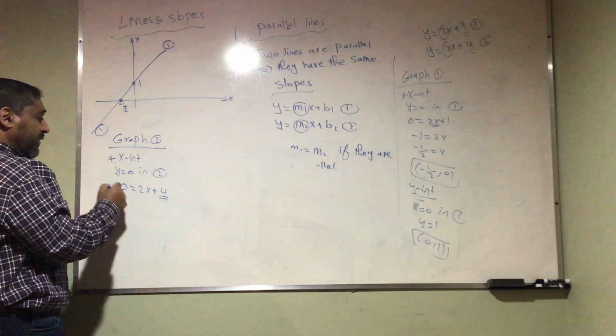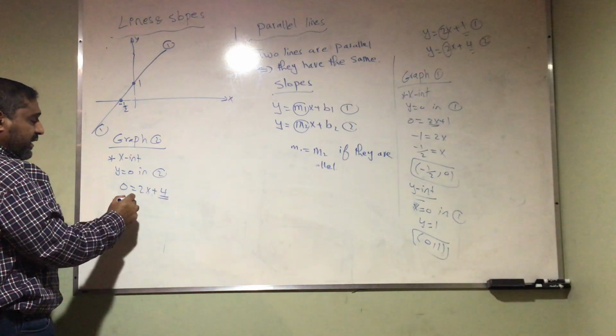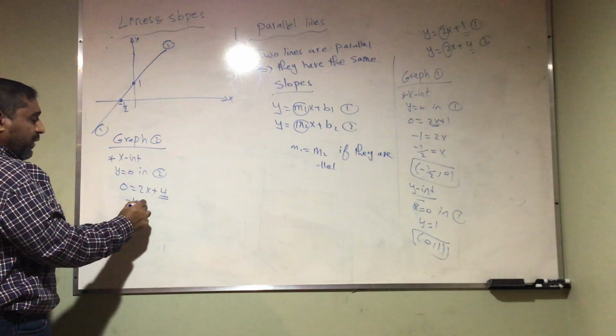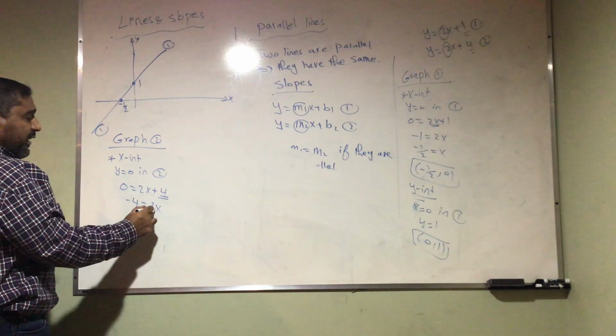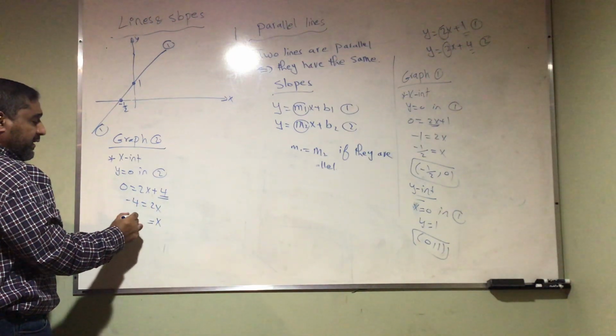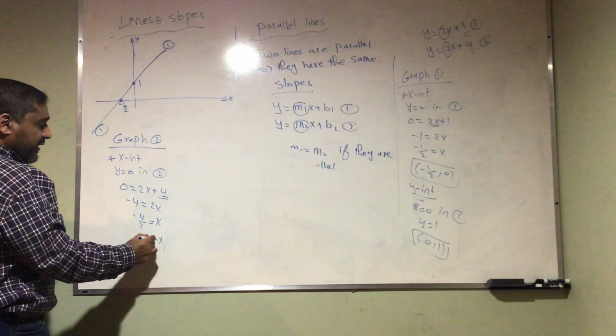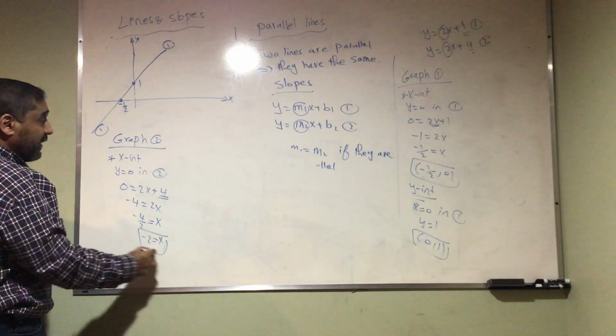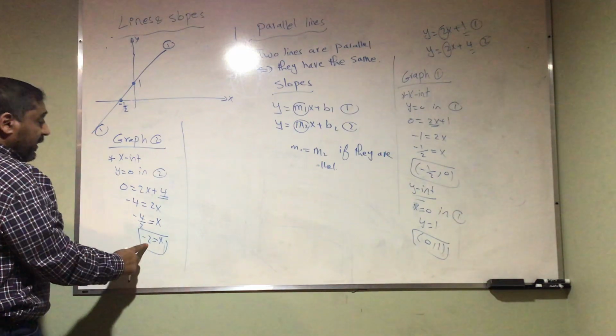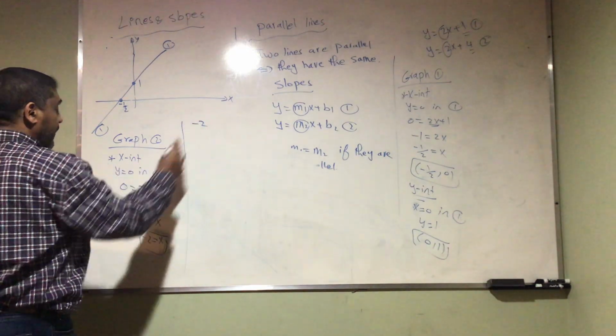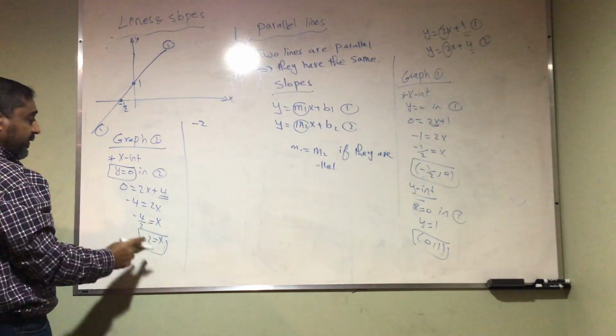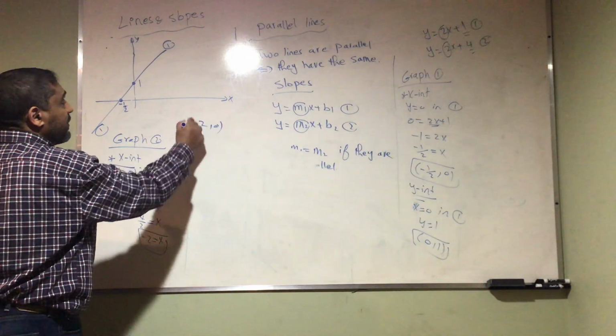I can take 4 to the other side. So what do you have? You have -4 equals 2x. Then what is your x? Divide by 2, you get -4/2. So your x equals -2. So what is the point here, guys? Your x is -2. What is your y, guys, here? Your y is 0. So that's the first point.